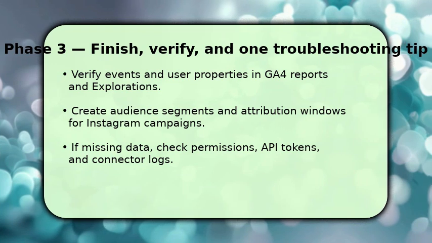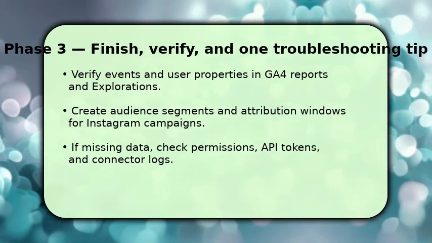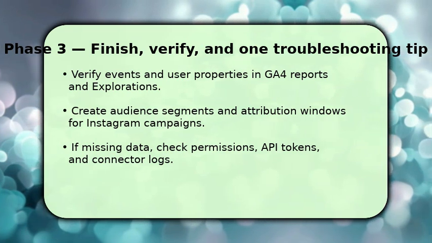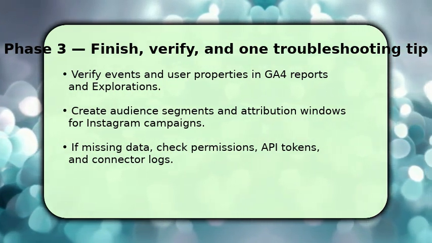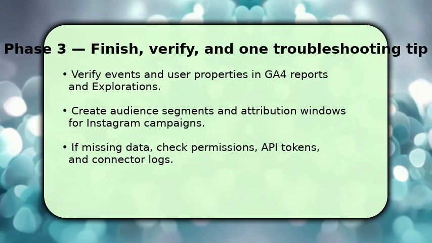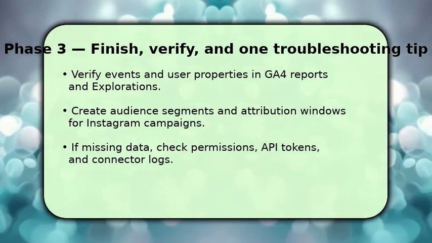If data is missing or delayed, check permissions, API tokens, and connector logs first. Those are the usual culprits. If problems persist, rerun tests in debug view and confirm event parameter mappings exactly match GA4 expectations.